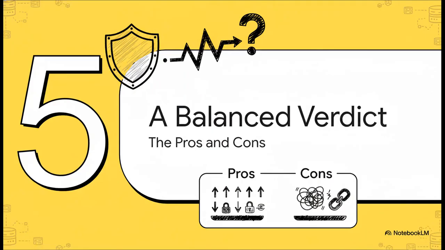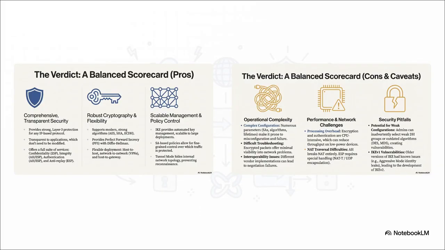So IPsec is incredibly powerful, but it's not perfect. Like any really complex piece of engineering, it has some incredible strengths and some notable challenges. Let's take a look at the final scorecard. On the plus side, its security is absolutely comprehensive. It's totally transparent to your apps, and it uses really robust modern cryptography. It's incredibly flexible. But on the other hand, all that flexibility leads to some serious operational complexity. I mean, it can be a real beast to configure and troubleshoot. It also adds processing overhead, and its relationship with NAT, while definitely manageable with ESP, can still be pretty tricky.